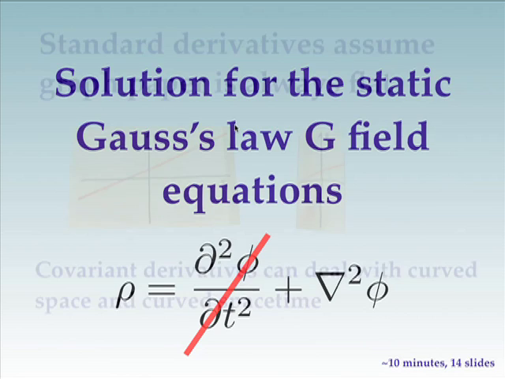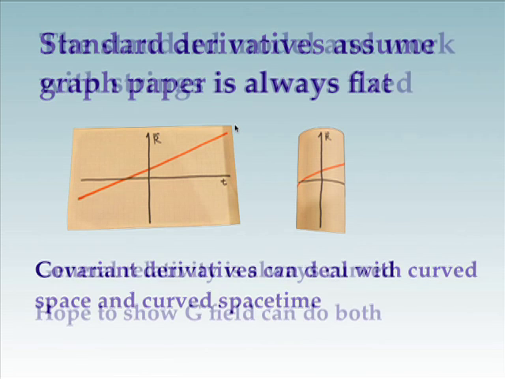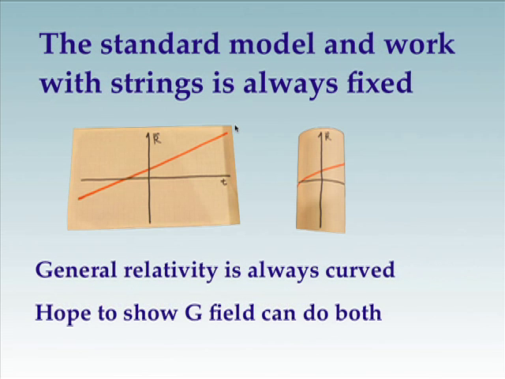Okay, so the standard derivatives that you do in high school, they just assume you're dealing with a flat piece of paper. It's like, well, what if somebody rolled up that piece of paper? I wouldn't talk to them again. No, but the covariant derivatives can actually deal with curved space and curved space-time. But things get hard, okay? Let's not kid ourselves.